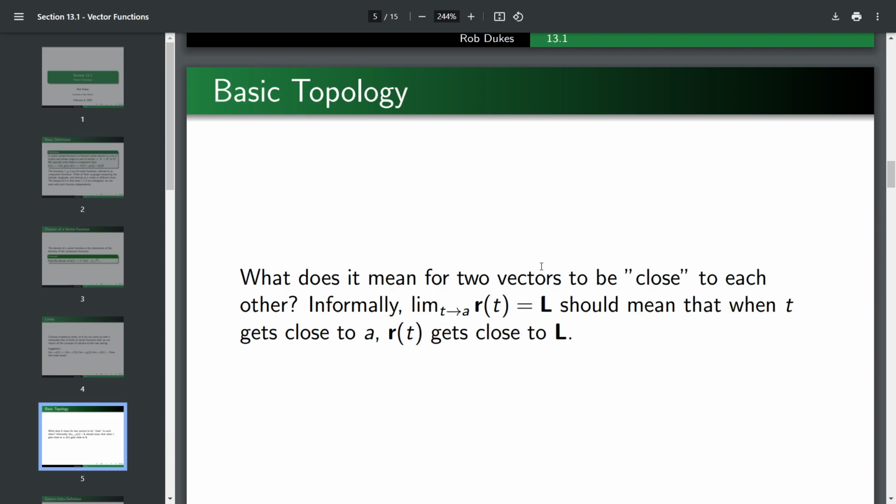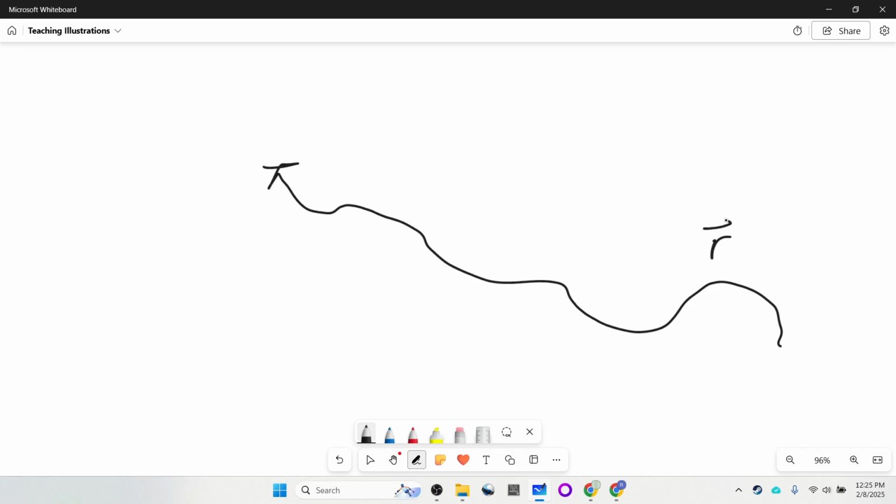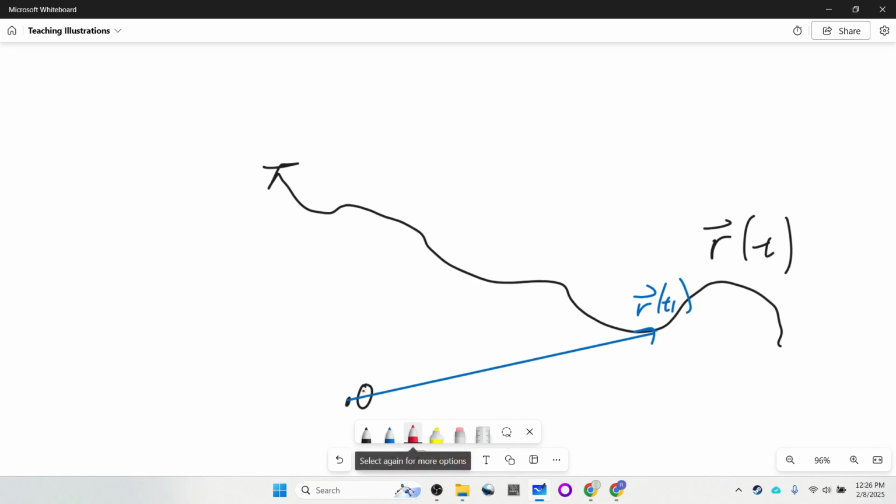What does that mean? All right, well, let's picture it. I have a curve. R of t, if we think here's the origin, R of t is the curve traced out by the tip of the vector. So here might be R of t1, for instance. And let's, in red, call this vector L. This will be our limit.